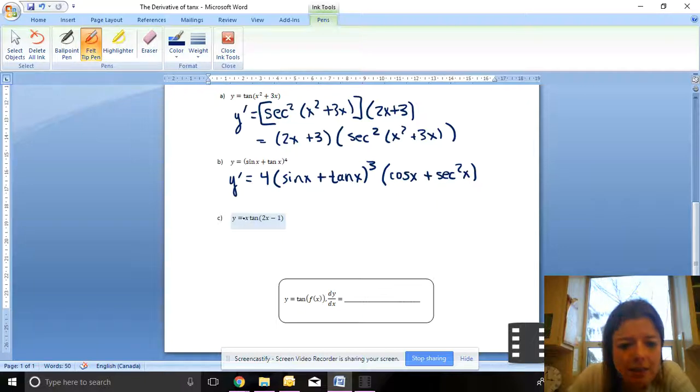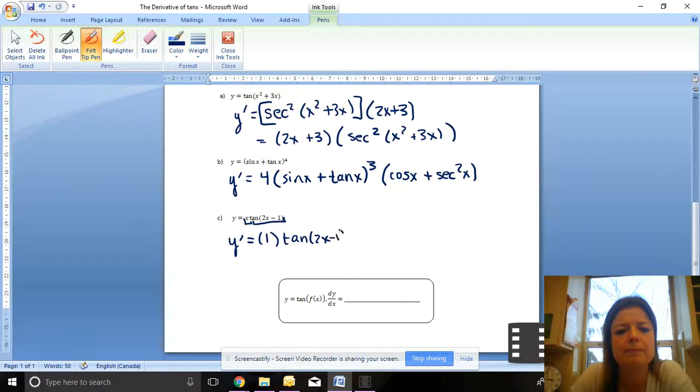Okay. All right. Now this is a product rule question where I have a chain rule embedded in it. So I have x as my first function and then tan of blah as my second function. So I'm going to take the derivative of x and then keep tan 2x minus 1 the same. Then I'm going to add it to x and now take the derivative of tan blah. So the derivative of tan blah is sec squared blah times the derivative of blah, which is 2.